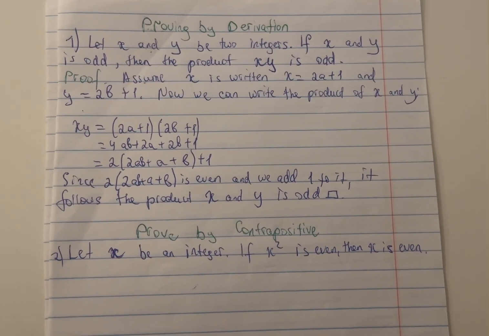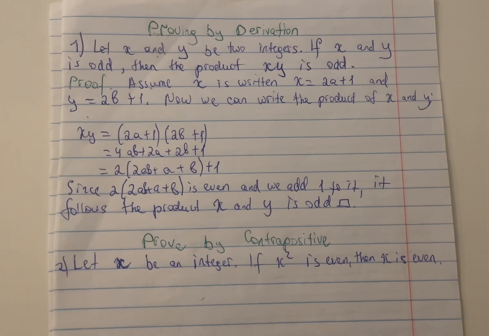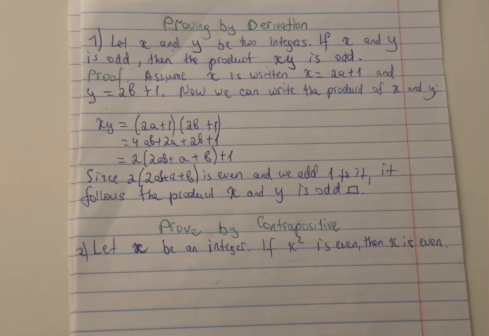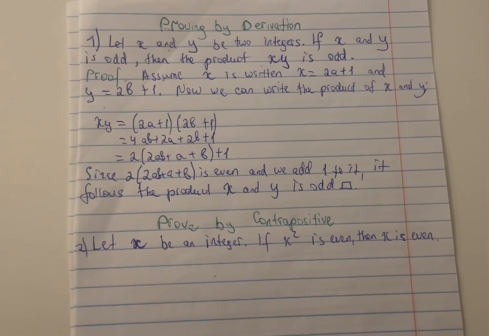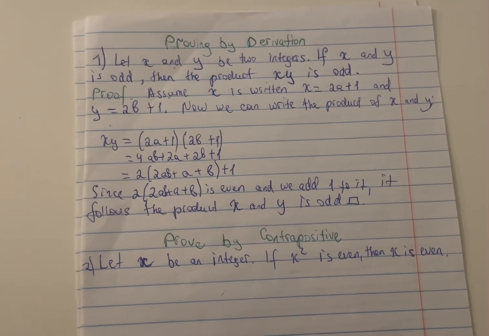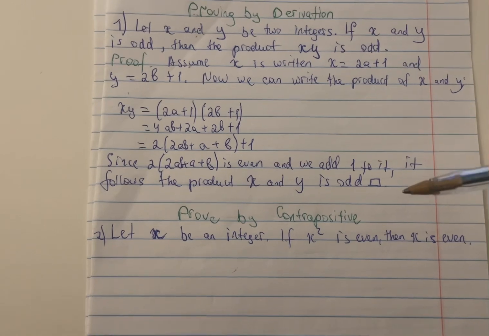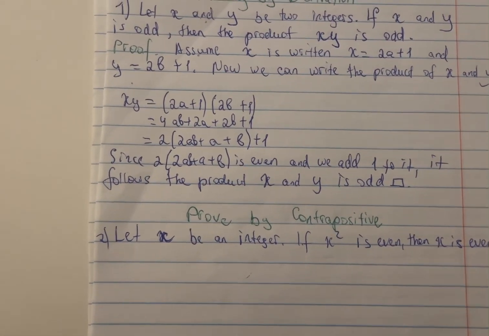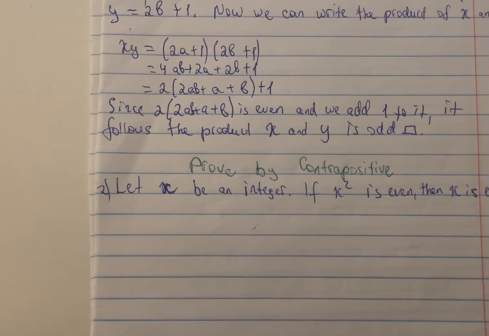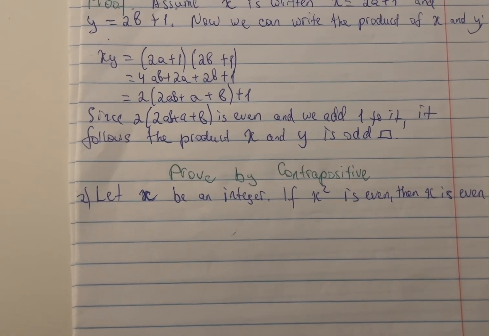Let's try to prove a statement by its contrapositive. So basically, what's the contrapositive? In the previous video, we talked about proving by derivation. Here you can see it. Now we are going to prove by contrapositive. Contrapositive means, in simple words, if not B, then not A.